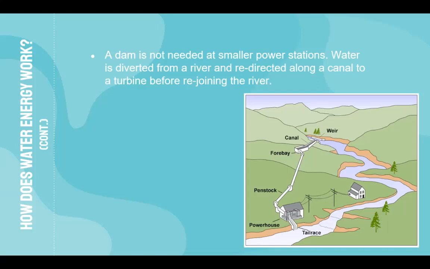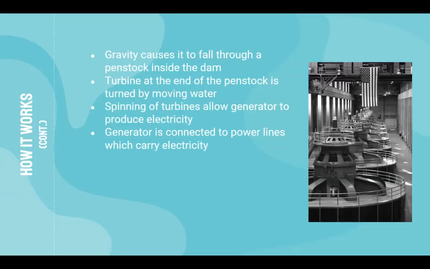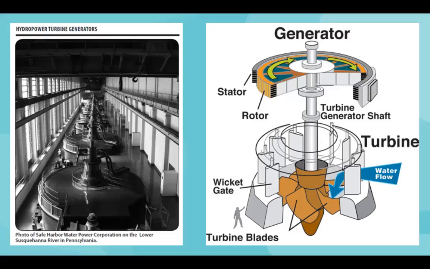So what we're relying on here is the conversion from potential to kinetic energy due to gravity. Gravity causes the water to fall through a penstock inside the dam, and the turbine at the end of the penstock is turned by the moving water, which spins the turbines, allowing the generator to produce electricity, and that sends it to the power lines. You can see here on the right some of the turbines that you would typically see in a hydroelectric plant. We have a really good example of this up on the Columbia River with the Bonneville Dam.